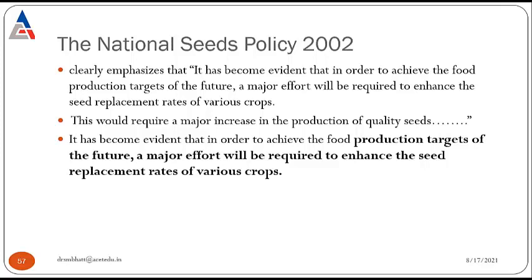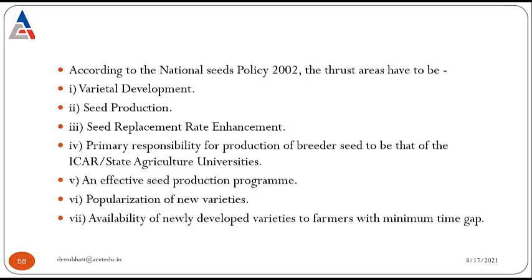What is the national seed policy? According to the national seed policy, there must be good quality seed for the future, right, to enhance the seed replacement rate of various crops, and this would require a major increase in quality seeds. So according to the national seed policy, the thrust areas have to be variety development, seed production, seed replacement rate enhancement, primary responsibility for production of breeder seed through ICAR and state agriculture universities, and popularization of new varieties, with minimum time gap in reaching farmers.